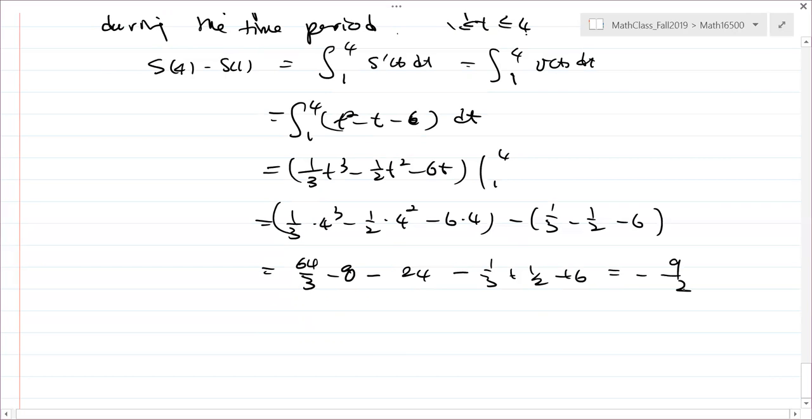Anyway, I simplified it. It is negative. Negative means the displacement is negative, meaning the ending point is on the left-hand side of the starting point. If you go forward, the displacement will be positive. So somewhere the velocity must be negative. It's possible because t squared minus t minus 6 could be negative for t between 1 and 4. Otherwise, you're not going to get the negative displacement.